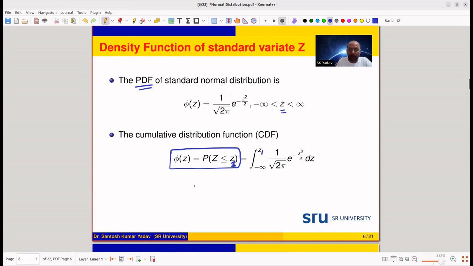Because phi Z is continuous, this is equal to the area under phi Z from minus infinity up to Z1. Sometimes it is also denoted by capital F of Z. The values of this phi Z are given in the Z table. We will recall this again when we discuss the problems.